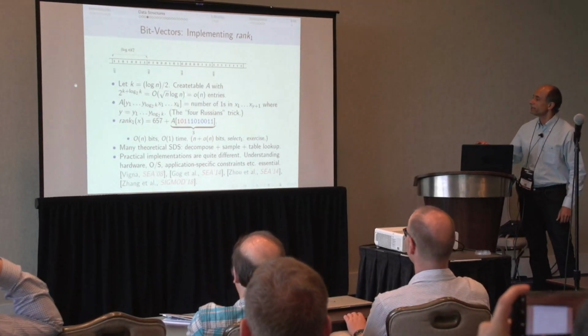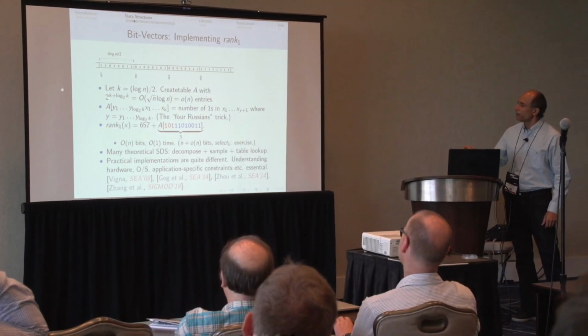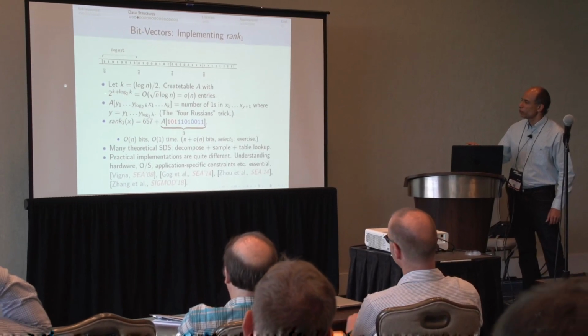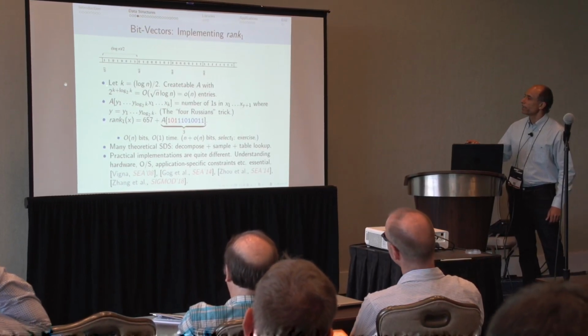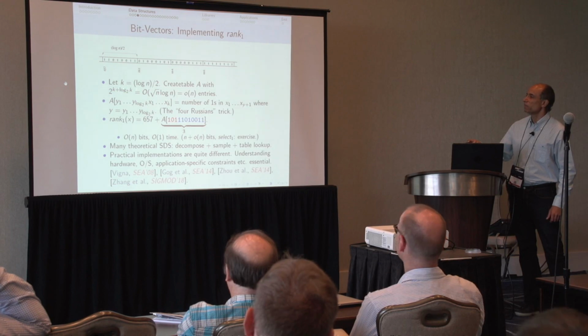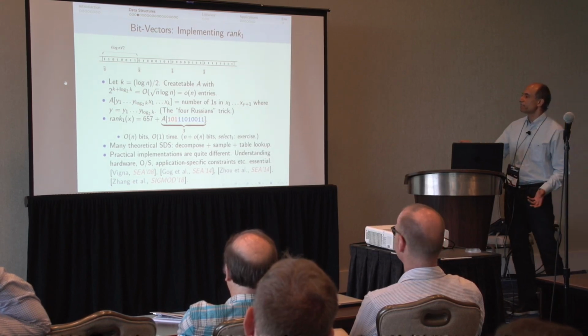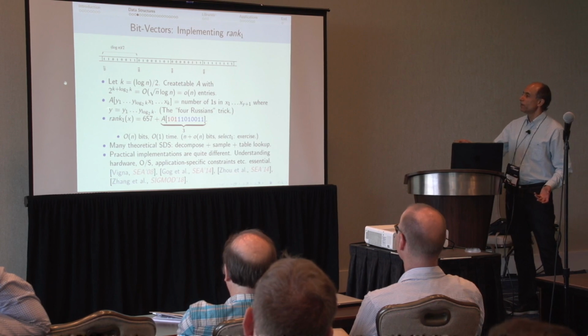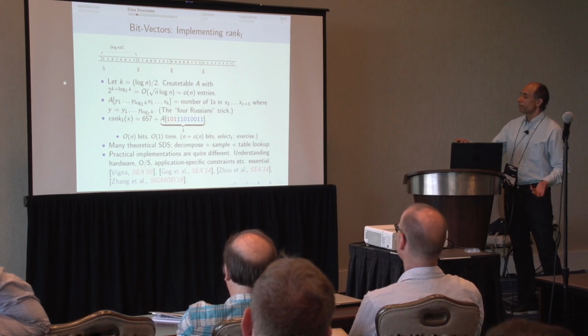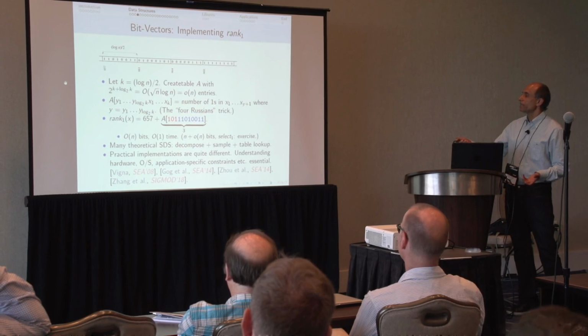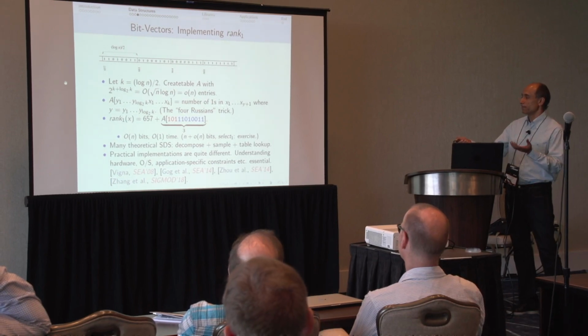This table is going to contain something like 2 raised to the k plus log k entries. What are these entries? The entries basically say the following. You take a bit string of length k plus log k, and this tells you the number of ones in any prefix of this particular bit string.